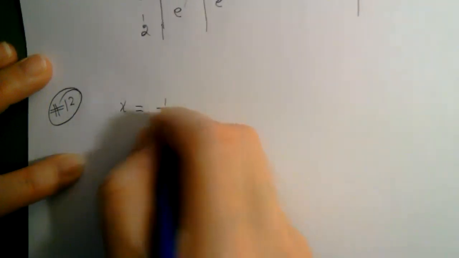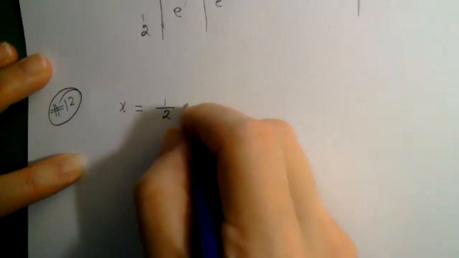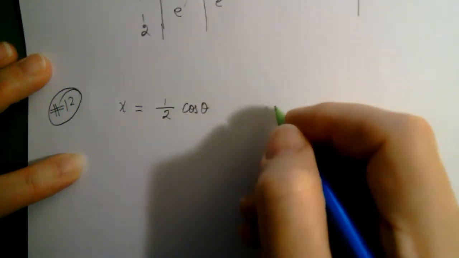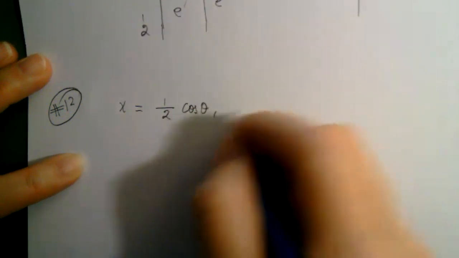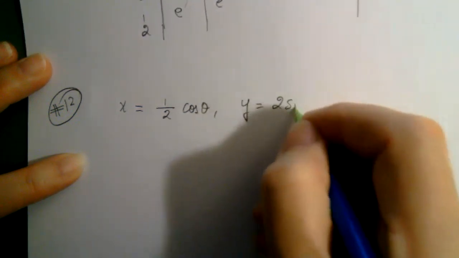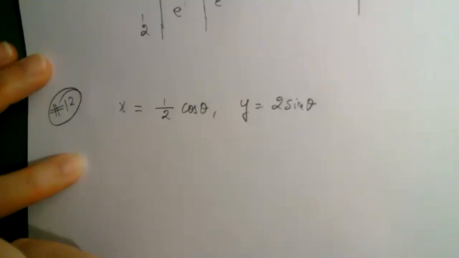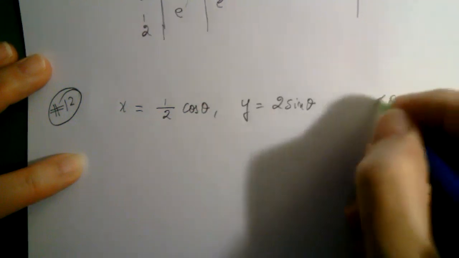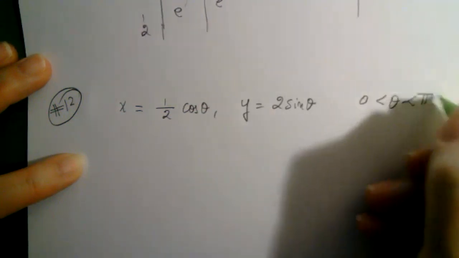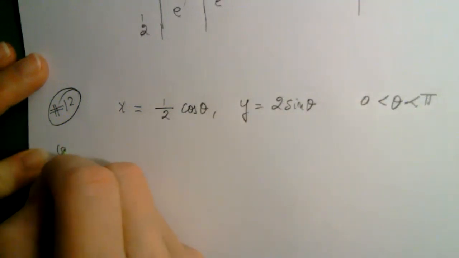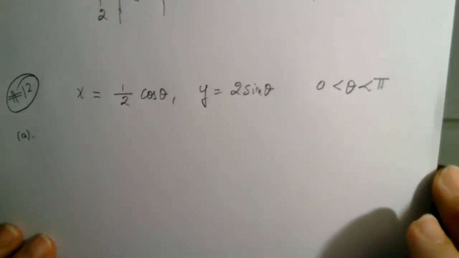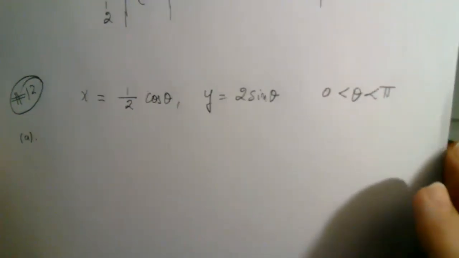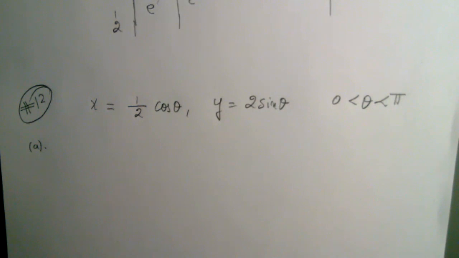So number 12 was x equal a half cosine theta and y equal 2 sine theta, and my theta varied between 0 and pi. All right, part A usually, for some reason, they want you to eliminate the parameter theta and find a relationship between x and y. You guys did not ask me this problem, it means you knew how to do it. I want answers.